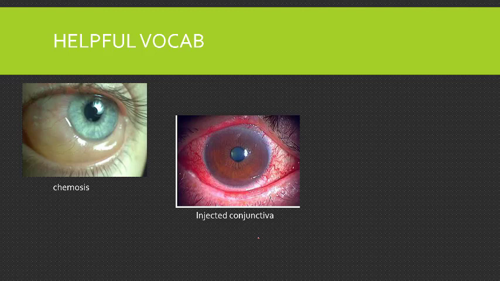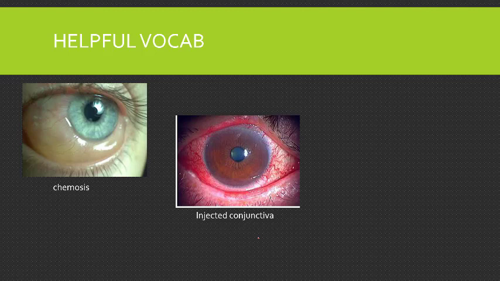Now note, you could have injected conjunctiva in many things, including a hangover or having just smoked a big joint. You can also have it from having just pink eye. So there are a lot of different causes for injected conjunctiva, but that is something that you would want to note in the chart appropriately and mention to an eye doctor appropriately.